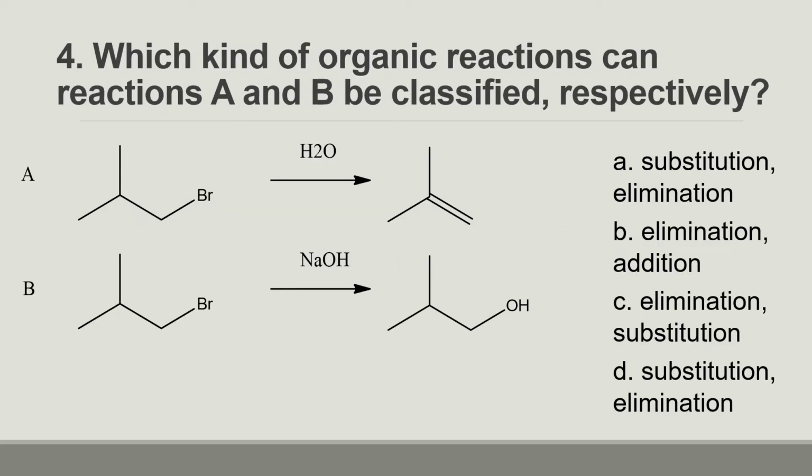Okay, number 4. Which kind of organic reactions can reactions A and B be classified respectively? So we're given two reactions here. So tingnan muna natin isa-isa. Reaction A, what happened is from having an alkyl halide, dito kasi may bromine siya, when reacted with water, nagkaroon tayo ng double bond. Sa B, same na mother compound, yung pinanggalingan, we reacted it with sodium hydroxide and we had an alcohol. Okay, a primary alcohol.